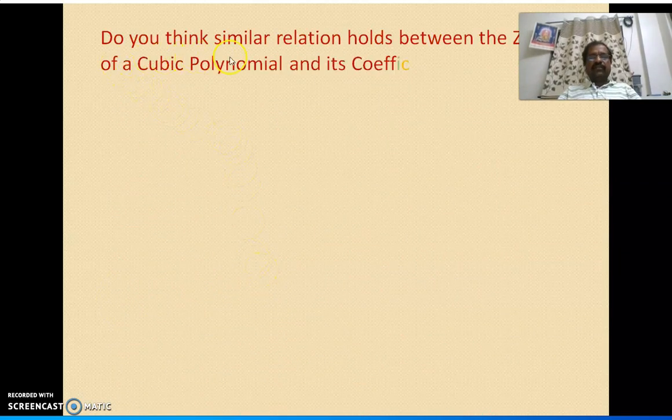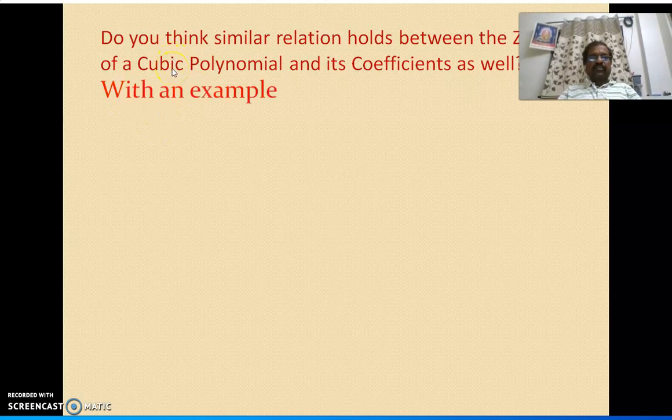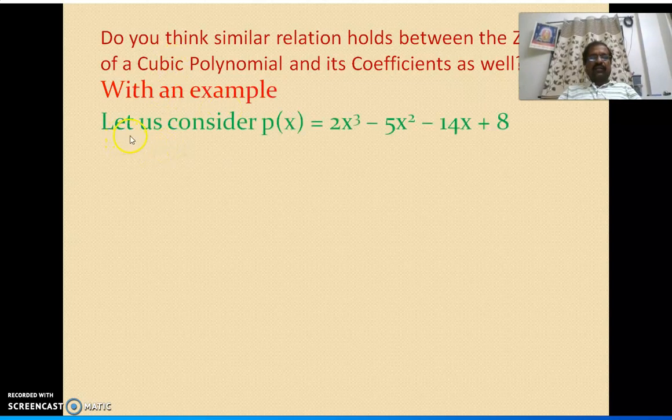Do you think a similar relation holds between the zeros of a cubic polynomial and its coefficients as well? We recalled the relation between coefficients and zeros of a quadratic polynomial; whether the same applies or not, let us check it. With an example we check the relation. Let us consider p of x is equal to 2x cube minus 5x square minus 14x plus 8.